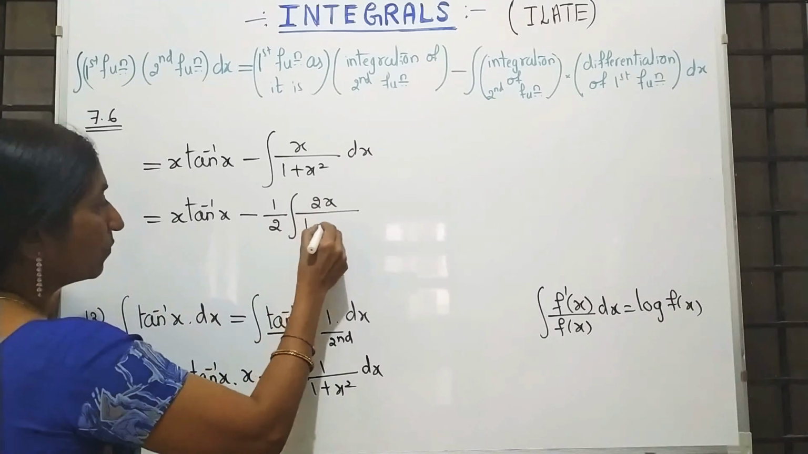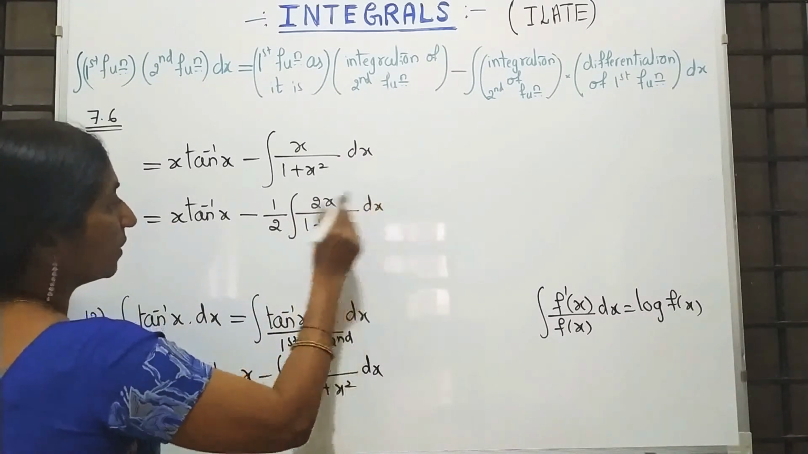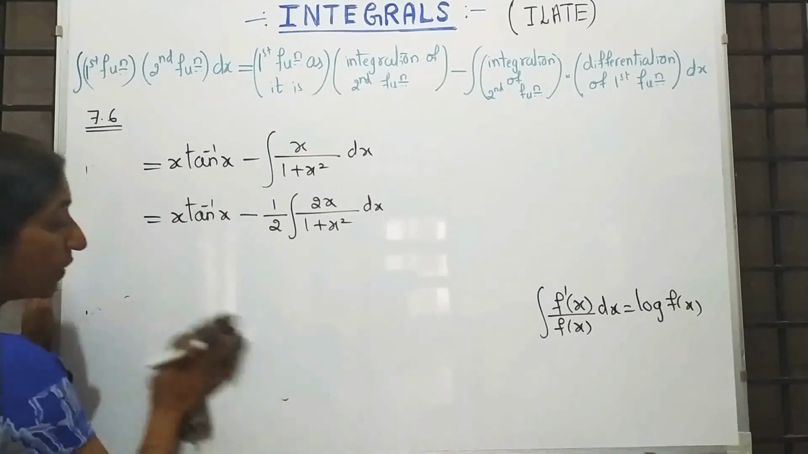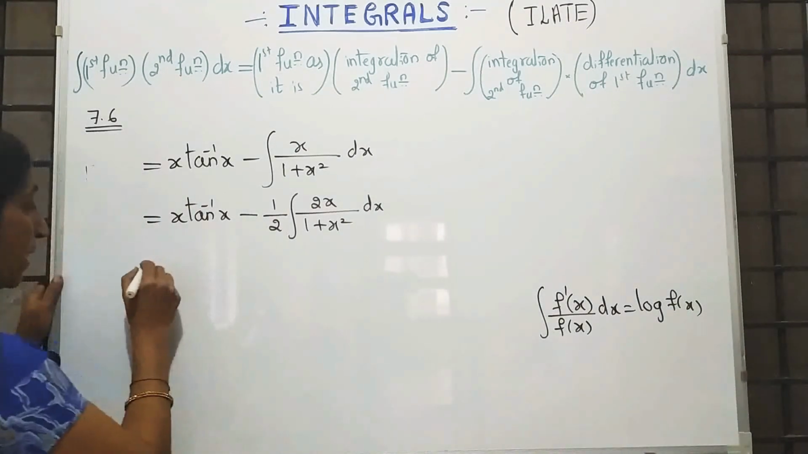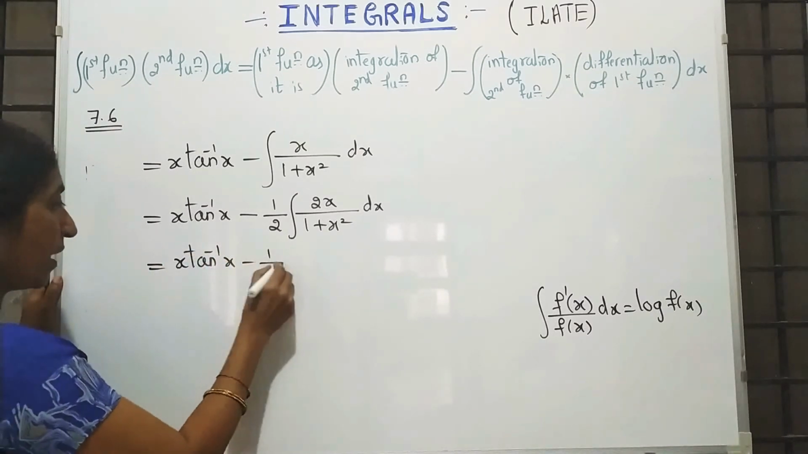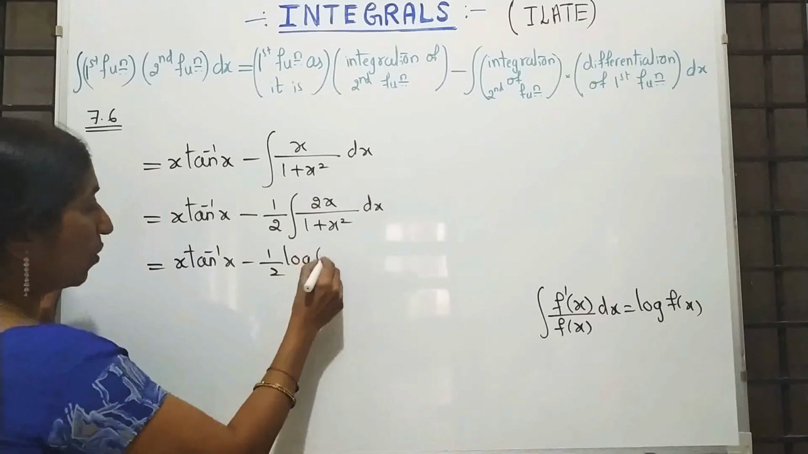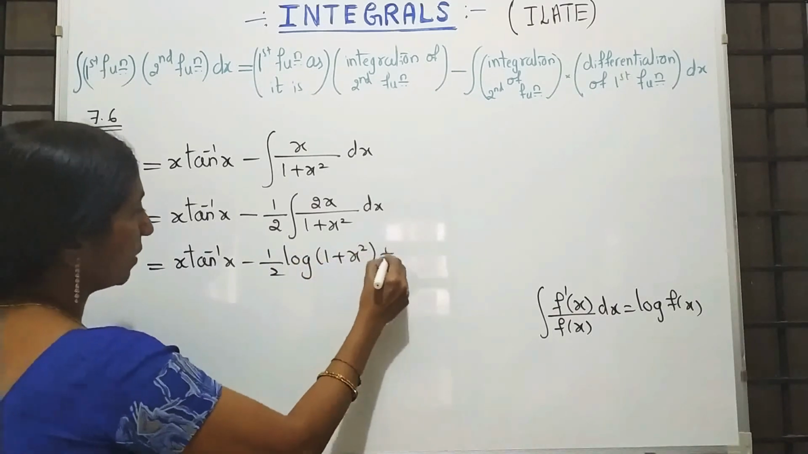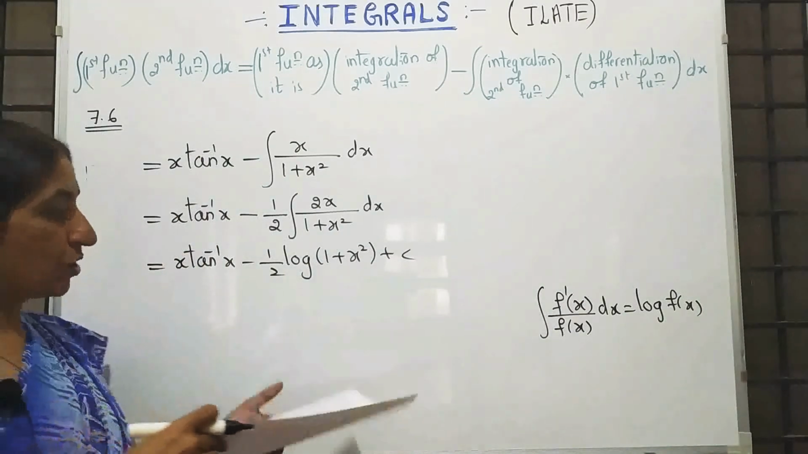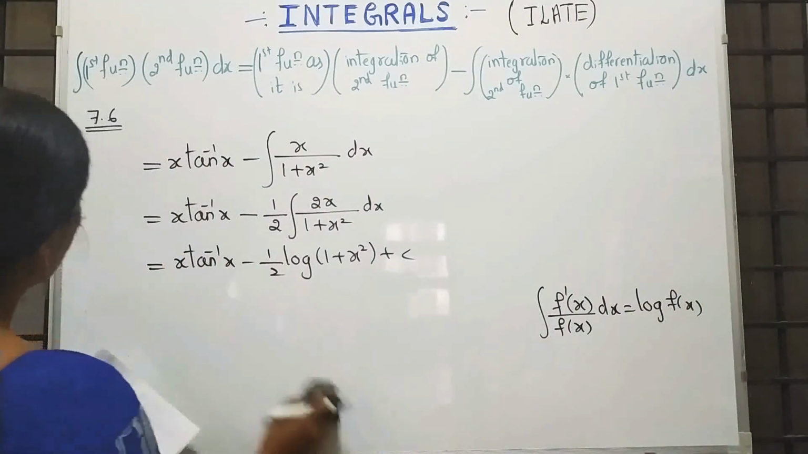It is x into tan inverse x. I did one small adjustment: multiplied and divided by 2. See, now it is in the form of f dash of x upon f of x, that means differentiation of denominator gives numerator. x into tan inverse x minus 1 by 2 log of 1 plus x square plus c. That's why I wrote the formula here. Moving to the next question, question number 14.